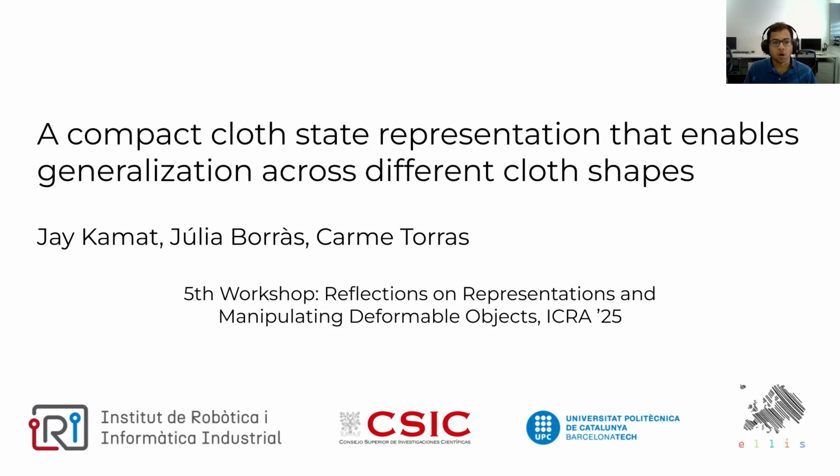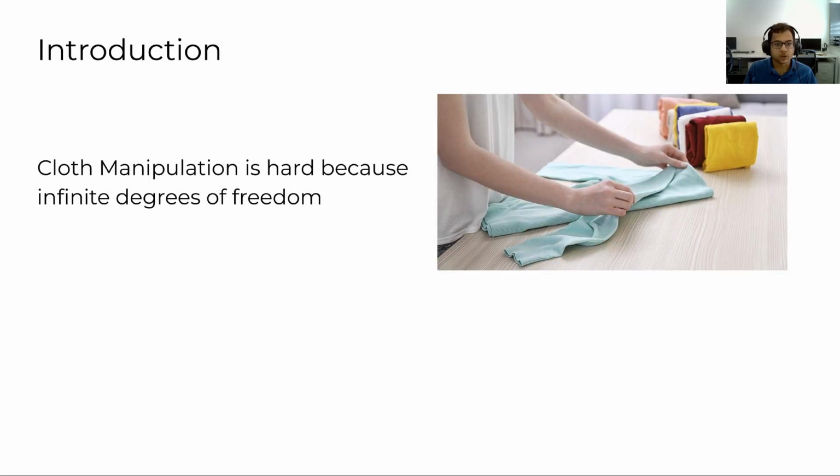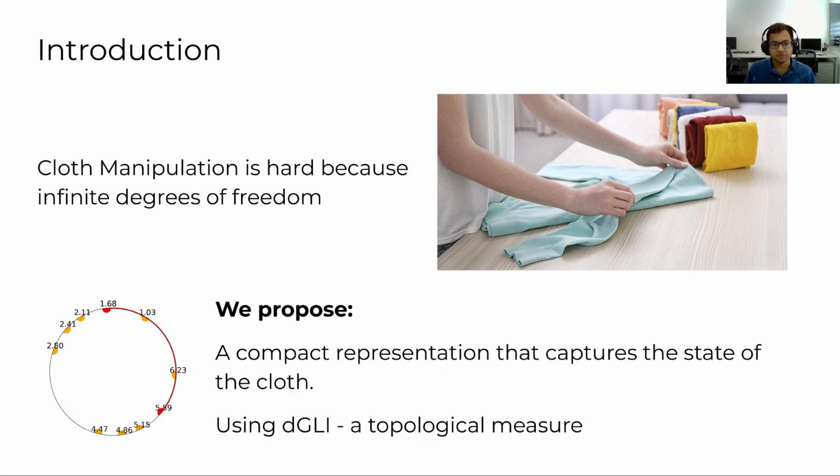We present a compact cloth state representation that enables generalization across different cloth shapes. Cloth manipulation is hard because of the infinite degrees of freedom of the cloth. To tackle this problem, we propose a compact representation that captures the state of the cloth by using the topological measure degree, which is the directional derivative of the Gauss linking integral.